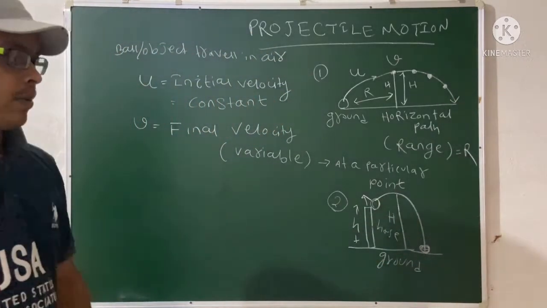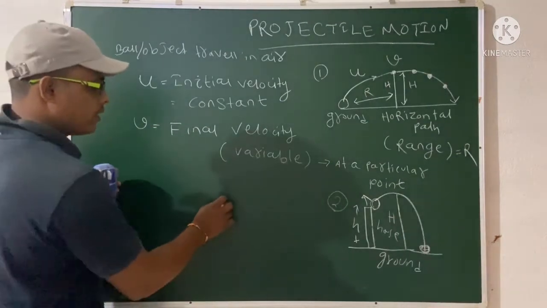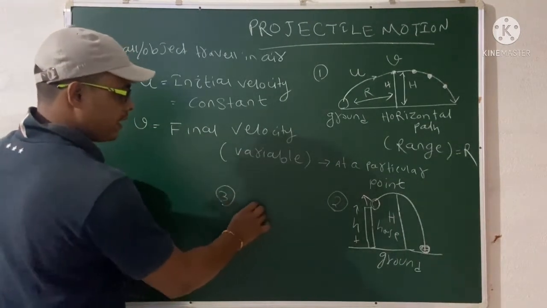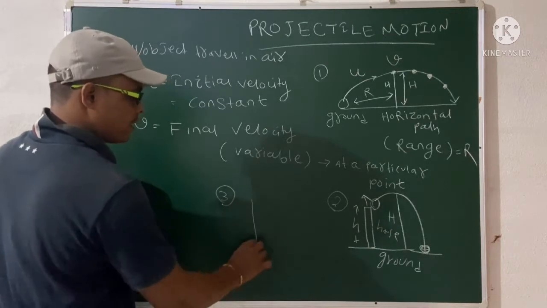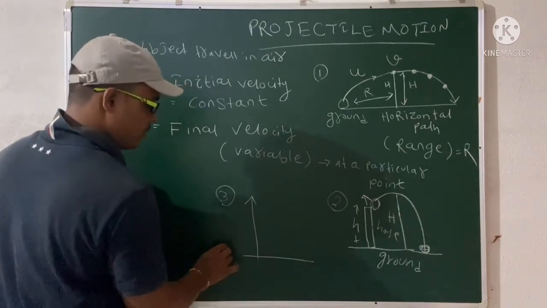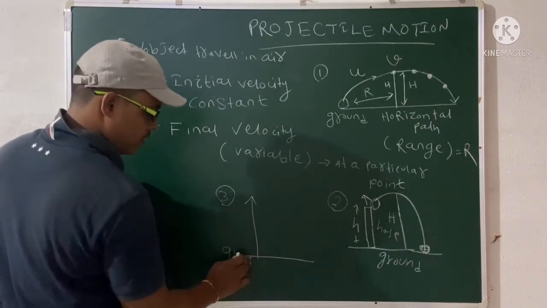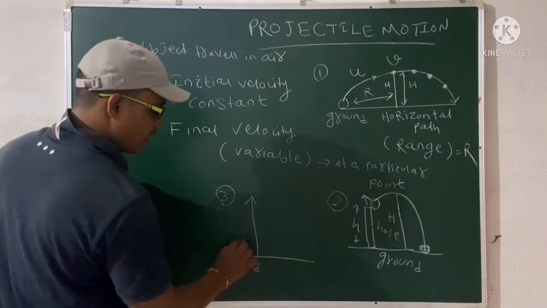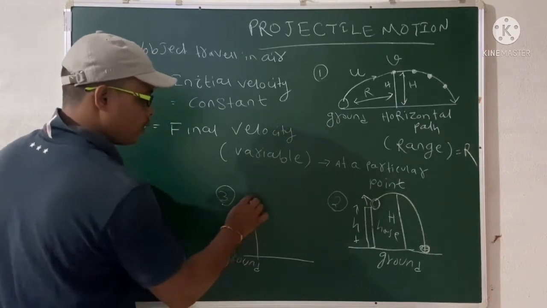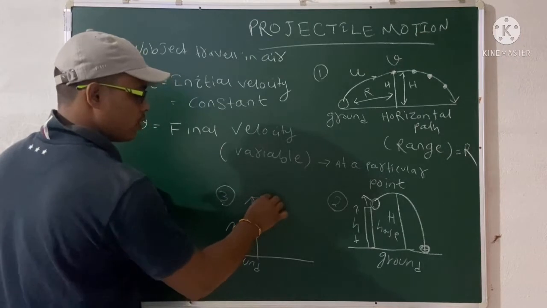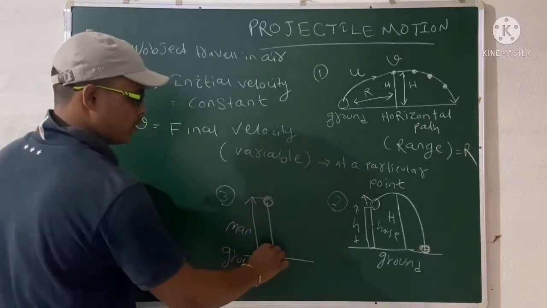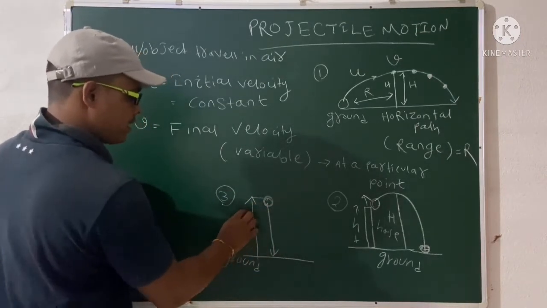So this is the second case of projectile motion. Then what is the third case? The third case is that a man is standing here. This is the ground, and a man is standing here. He throws a ball just downward. So this is another case, and there is h.